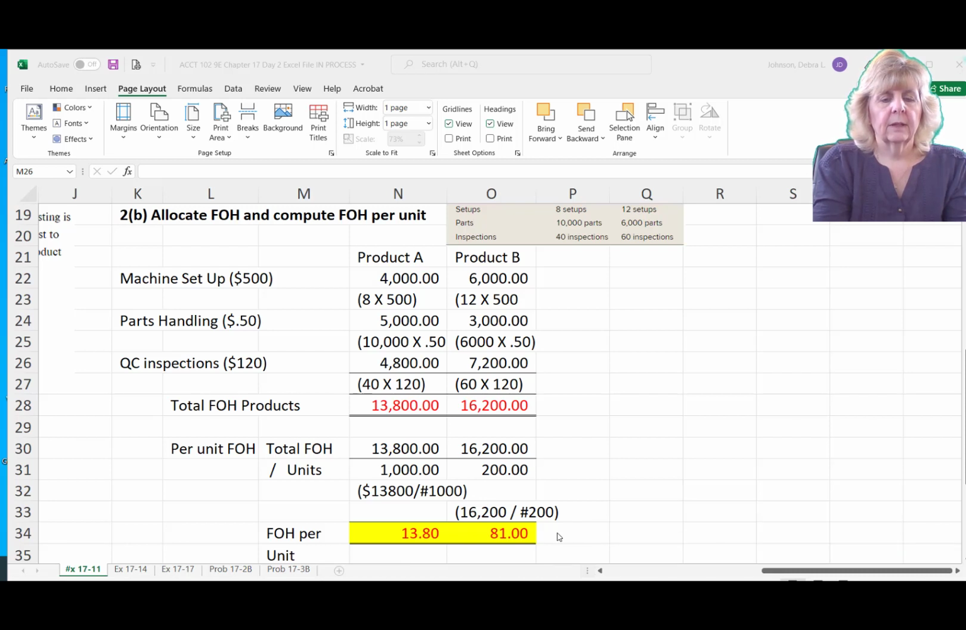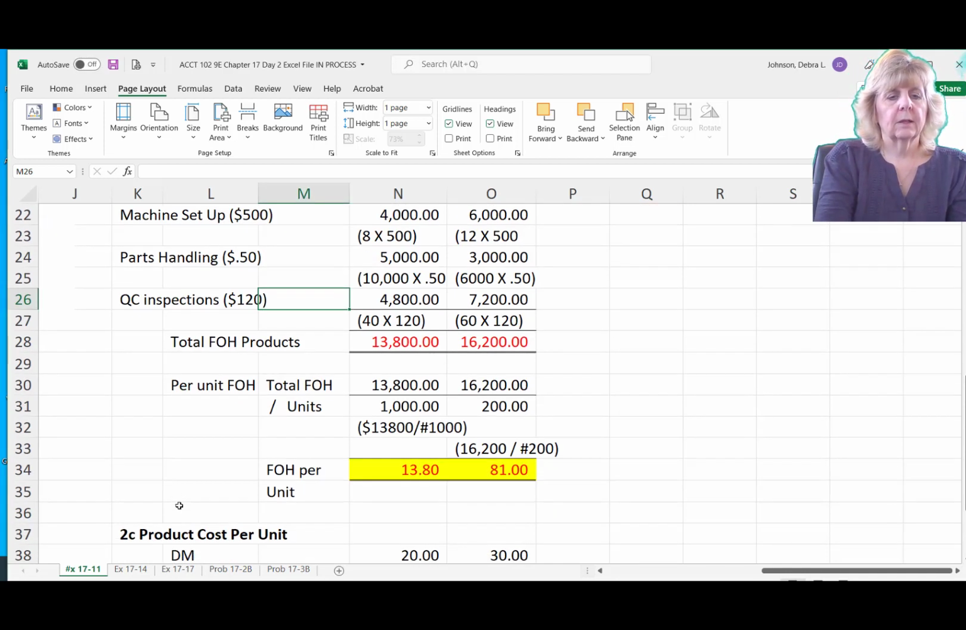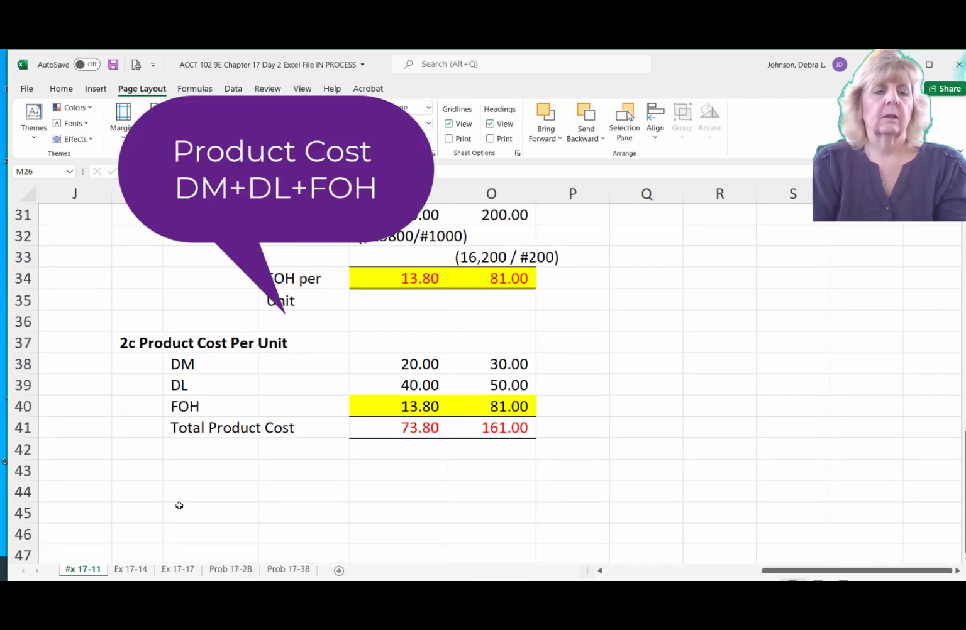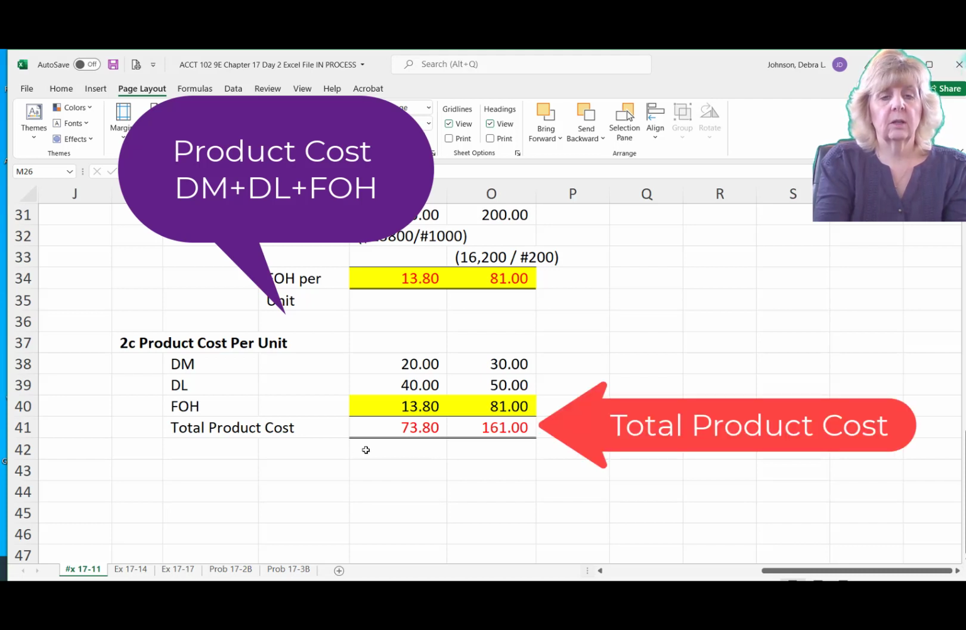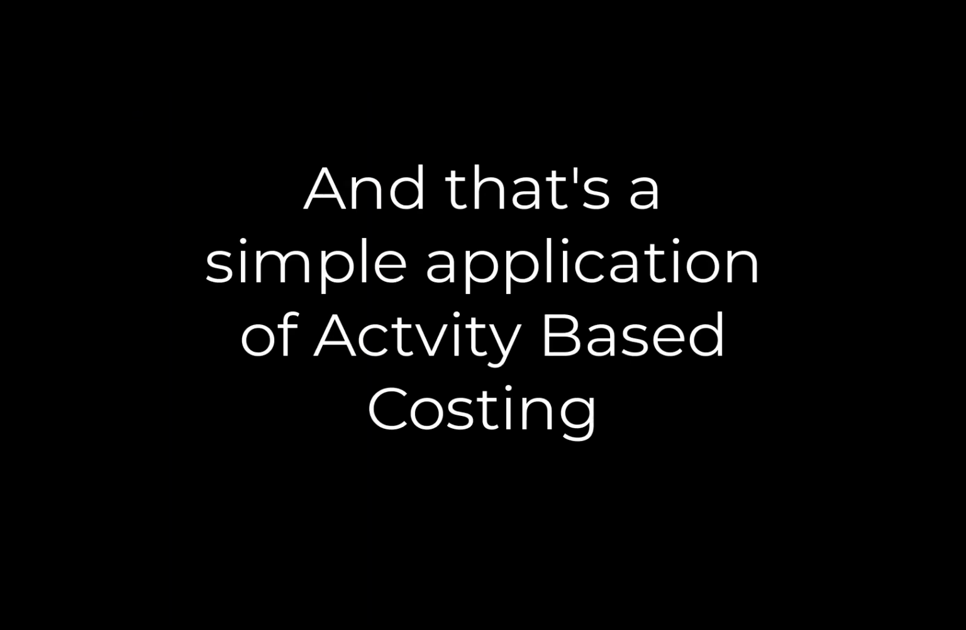The last thing we'll do to wrap up this problem is push it down and figure out what the total product cost is. Direct materials and direct labor did not change, but factory overhead did. And so here is the last step. The materials and labor were given. The overhead we just computed above in yellow. That gave us total product costs of $73.80 for product A and $161 for product B. That's our first attempt at activity-based costing. Let's try another.